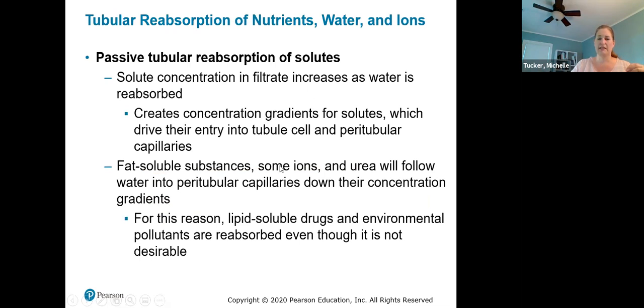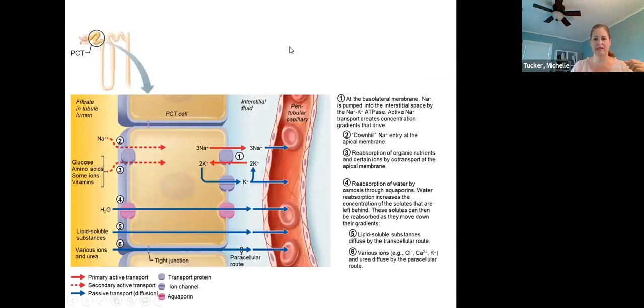So there are some things like fat soluble substances that get reabsorbed and then actually get resecreted, because they're just going to travel according to their concentration gradient. The other thing that happens is that as water is reabsorbed, the solutes get more concentrated. So the salt gets more concentrated, the chloride gets more concentrated, and they're more likely to be reabsorbed as well. That one's not as important.